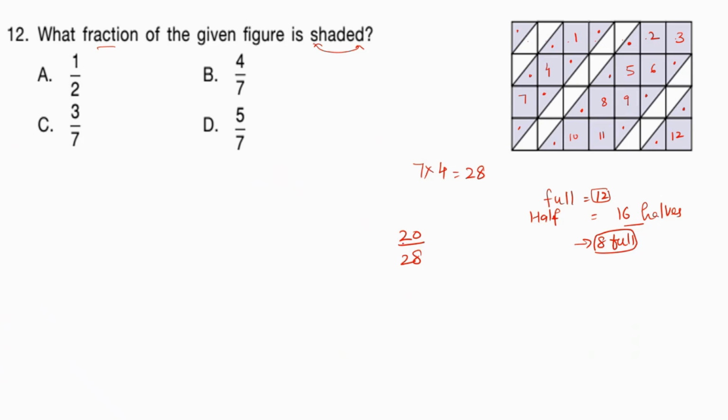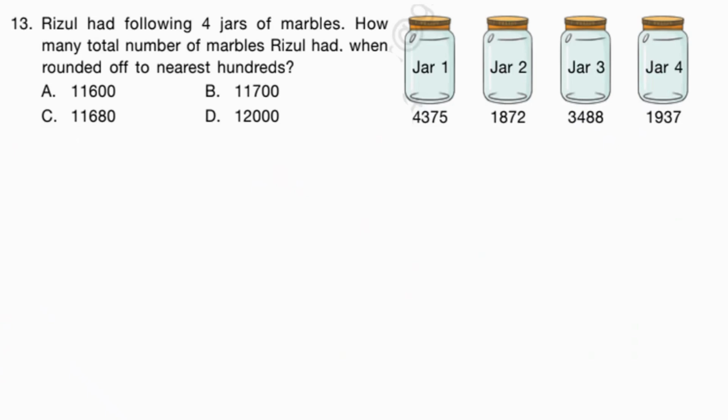I can change it to reduce from. Both are divided with the 4. So if I divide with the 4, I am getting 4 5s are 20, 4 7s are 28. 5 by 7 will be my answer. Okay, 5 by 7 means option D should be my answer. Okay, now I'm coming to the next question.